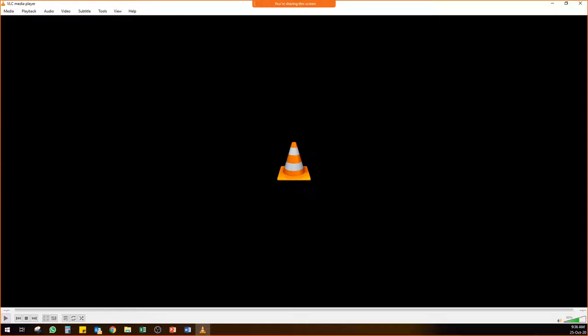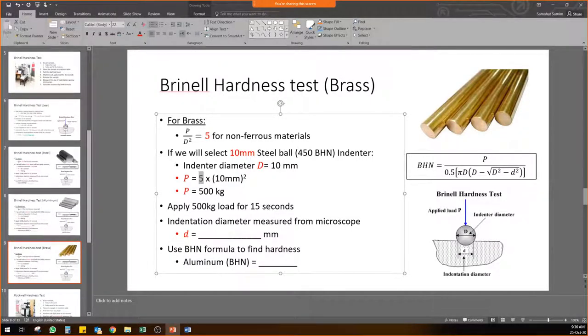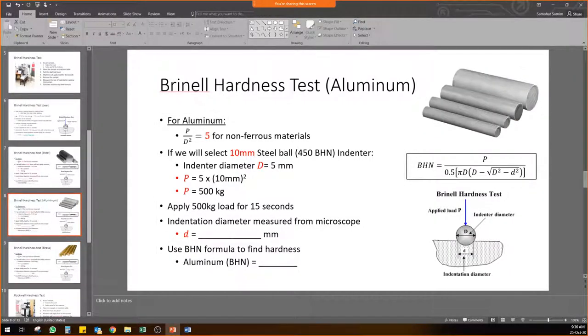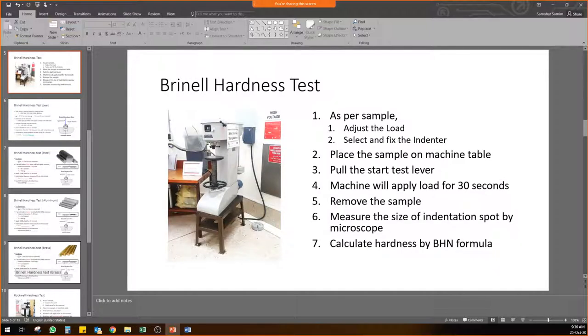Okay, so the video was very clear. I think you all understood how the Brinell hardness test was done. So in the Brinell hardness test, also in the aluminium, we did the same. Applied the load, the D indenter diameter was 10, and we applied the load of 500 kilograms for 15 seconds, and then we got the diameter. So I want you to take the average of those diameters and calculate the BHN number, the aluminium hardness. Okay, that's all in the Brinell hardness test, and the three samples are tested.